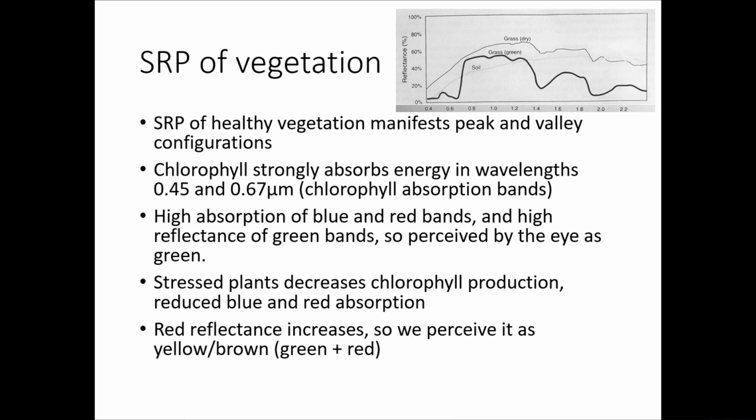So if you are trying to observe these two, healthy and weak vegetation, you can use remote sensing with a sensor in the visible wavelength range itself, isn't it? Right? So for dry grass, the red reflectance increases, so we perceive it as yellow or brown, which is a combination of green and red.